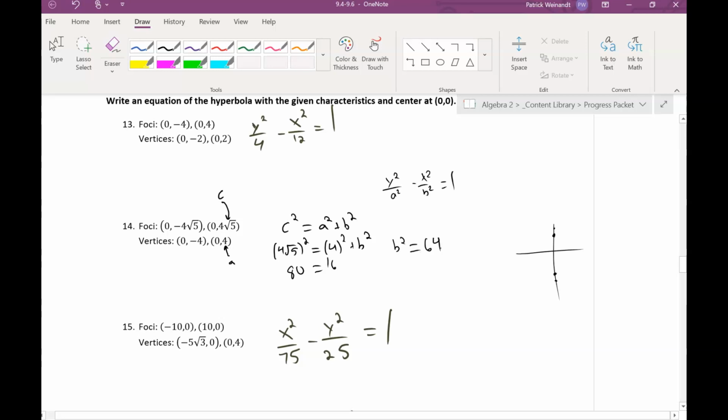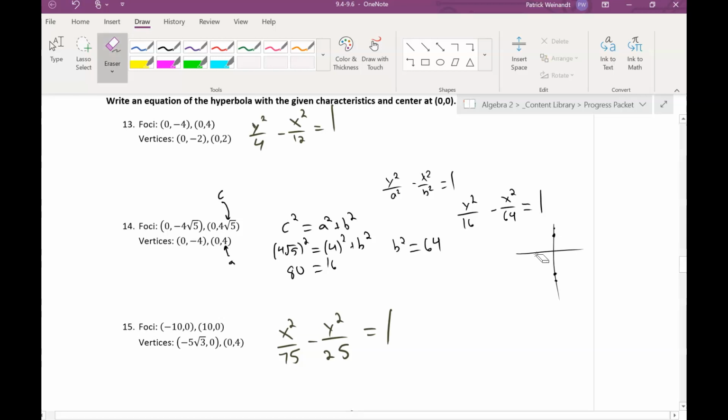And we don't need to find our b value because we're not graphing anything, we're just writing an equation, so just plug these values in. We're going to have y squared over a squared, which is 16, minus x squared over b squared, which is 64, and that's going to equal 1. So that's how you do that problem there.